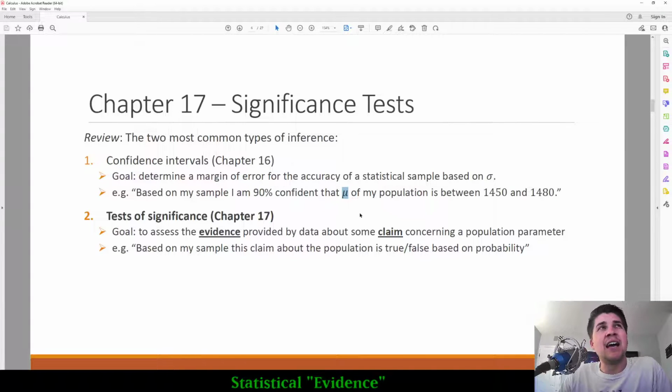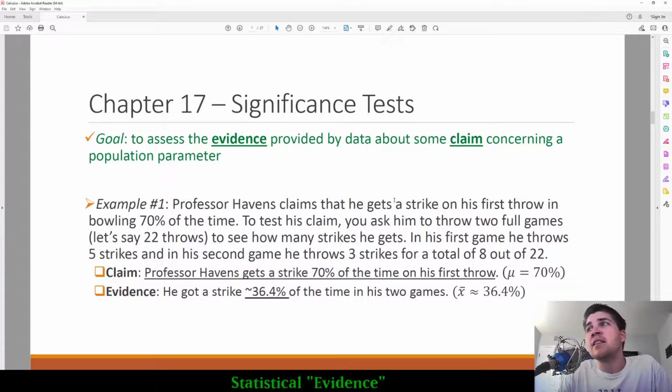But anyways, what we're looking to say at the end of a test of significance, based on my sample, is that this claim is true or false based on probability. It's kind of similar, where instead of trying to develop an interval of likely values, we're trying to say, well, here's the data I obtained. This shows good evidence that this other claim is true or false. Well, again, you can't actually prove something's true, as I've alluded to. But let's get into example one.